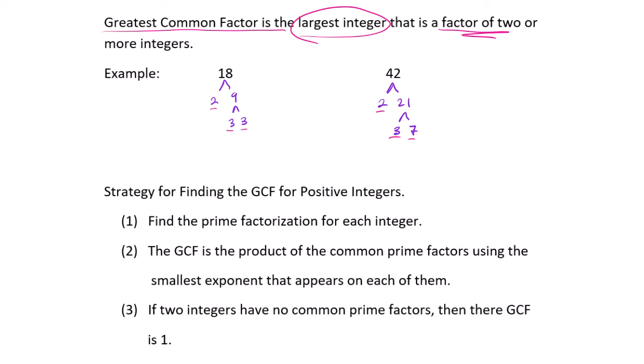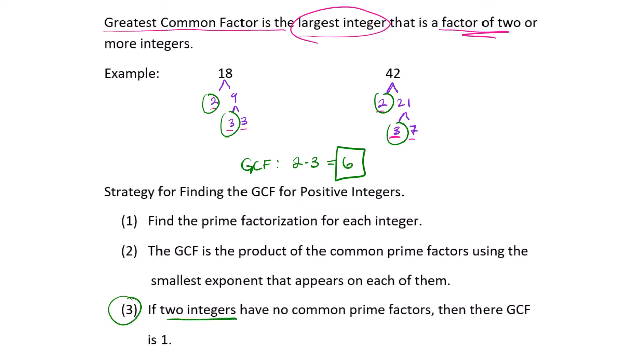And so I want to find out which of these they have in common. Well, they each have a 2 here, and they each have a 3, right? So 2 times 3 would be their GCF, and that equals 6, right? So their GCF is 6. So that's the largest number that goes into 18 and 42, the largest factor that 42 and 18 have in common, okay?